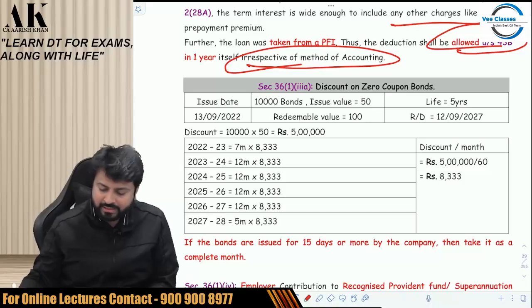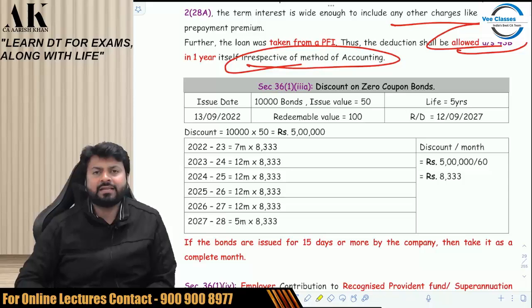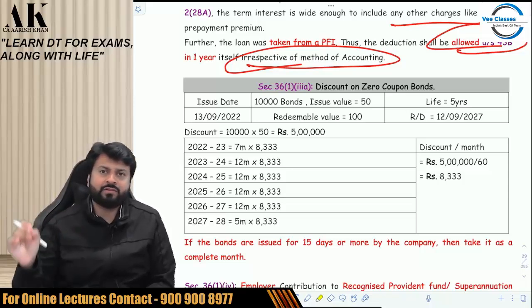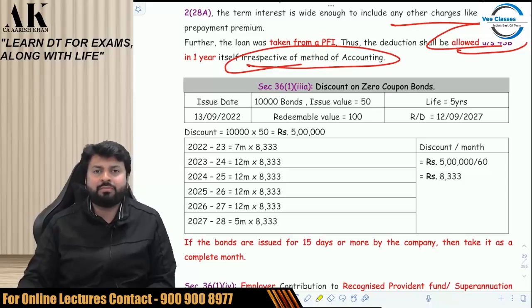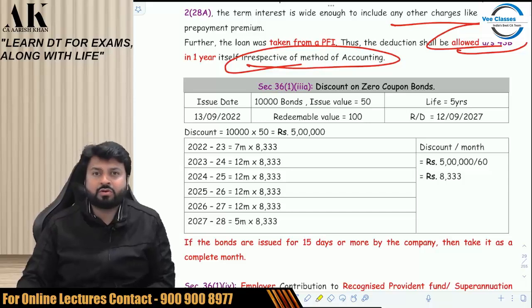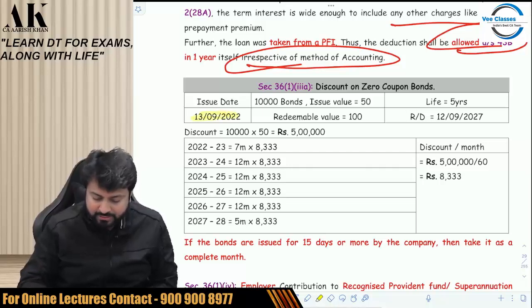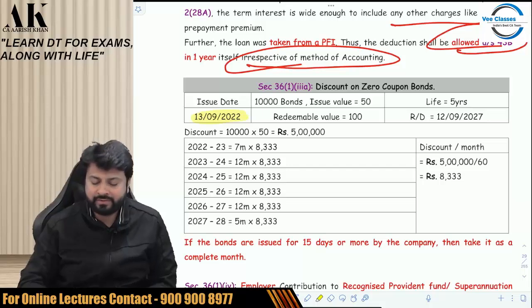Let's try to understand this with the help of an example. The government says that you will be allowed the deduction of this 50 rupees over the life of the bond. So you are supposed to apportion this. You are supposed to amortize this 50 rupees cost over the life of the bond. So for that, we need to take one example over here. Suppose the issue date is 13 September. I am deliberately taking an odd date. I am not taking an even date to explain something very important.